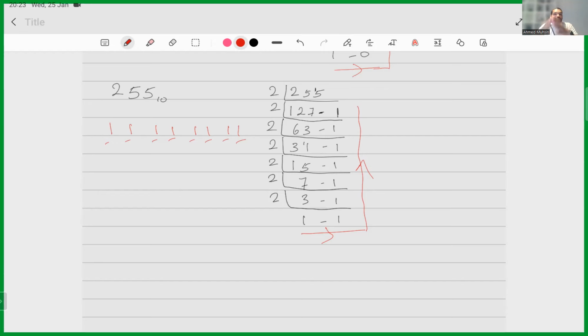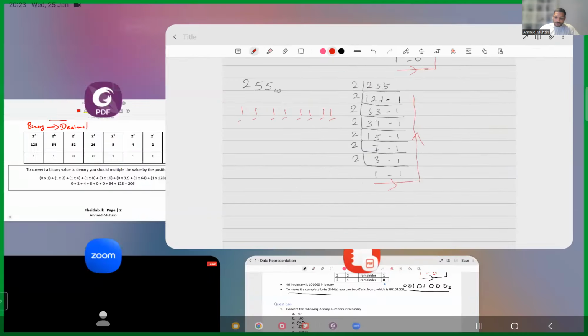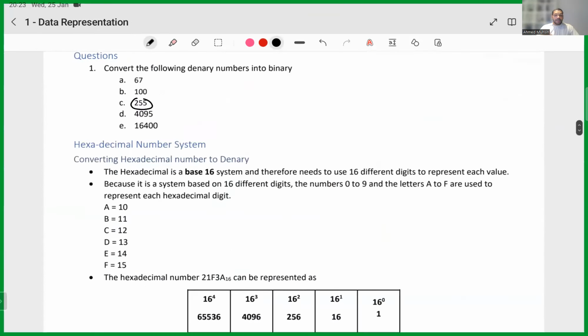So now we have finished a major part, which is how to convert a decimal number into binary. And we also spoke about how to convert a binary number into decimal. Before we go any further, the next part in our tutorial is talking about hexadecimal numbers. This is the third number system.